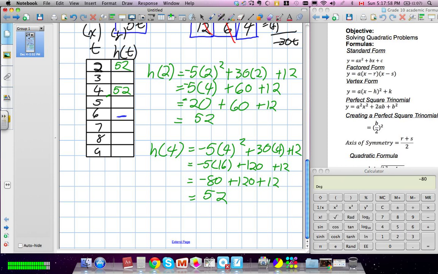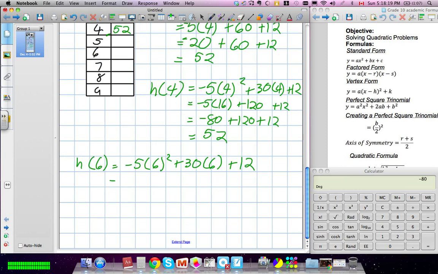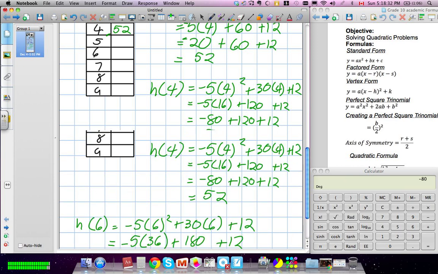H at 6, because remember that was our y-intercept before. We started at 12, which is our constant there, so we get negative 5 times 6 squared plus 30 times 6 plus 12. So we get negative 5 times 36. Is it equal to 12 in the end? Yeah, it's exactly what I figured it would, because that was our other number, right? So in the end, we end up with 12. That makes sense because it's symmetrical to our y-intercept. So this is making sense.